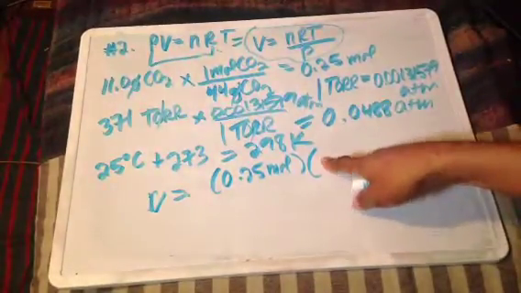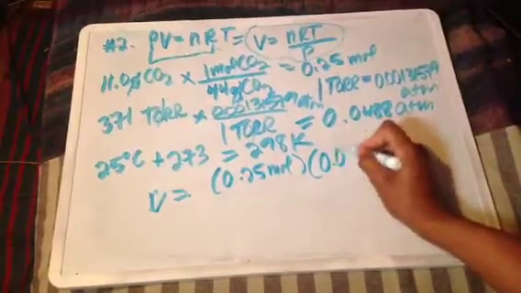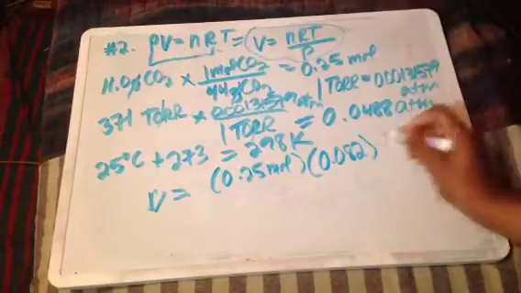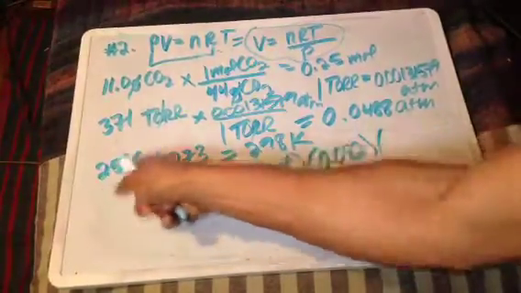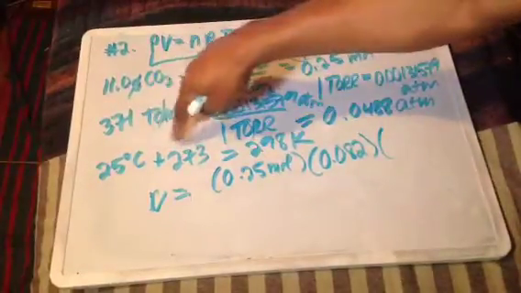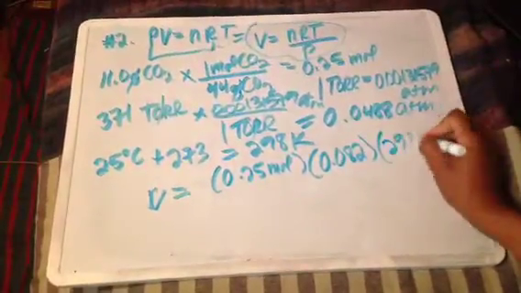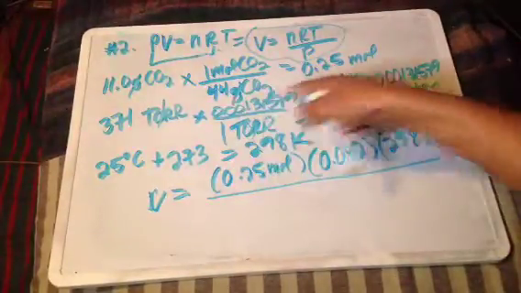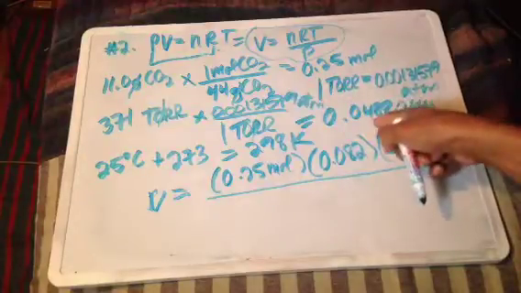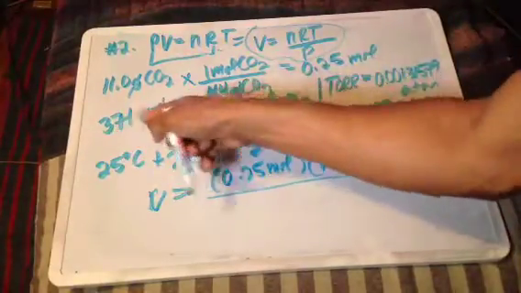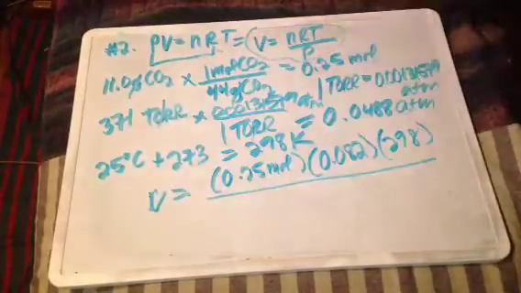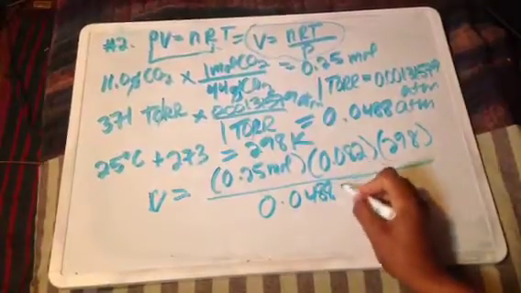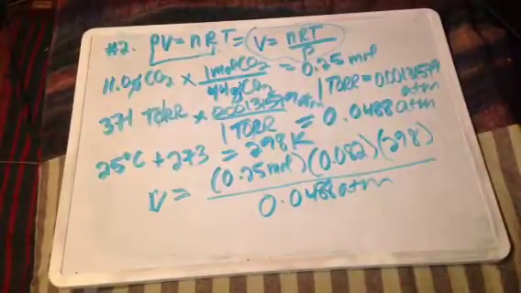Okay. Our constant, now that we have converted our 371 torr to ATM, is going to be our ATM constant, which is 0.082, right? And then our temperature, once we converted our 25 degrees Celsius by adding our 273, we got 298. And all of this is going to be divided by our pressure. Remember, we had to convert our pressure, our 371 torr, into ATM. And once we did that, we got 0.0488 ATM.